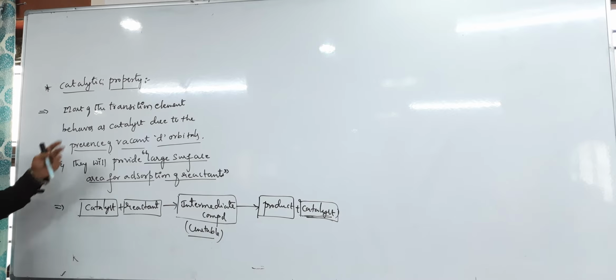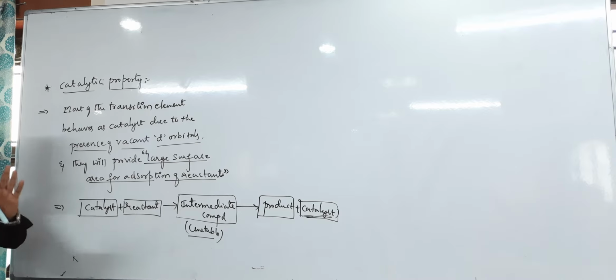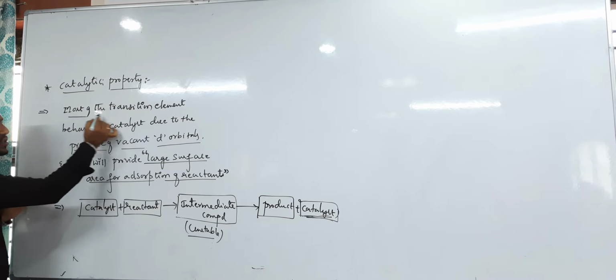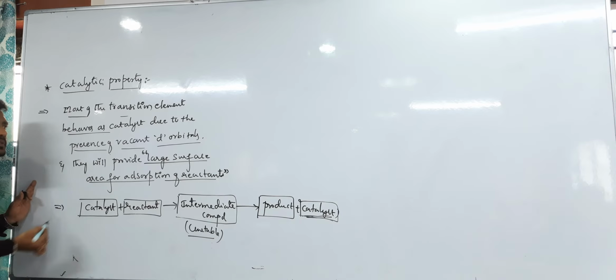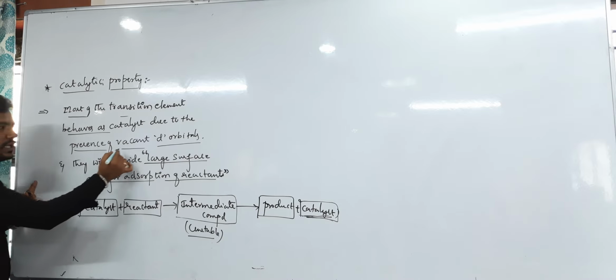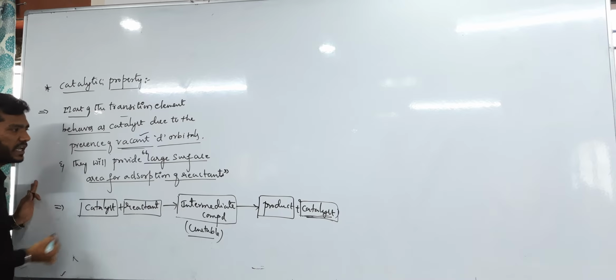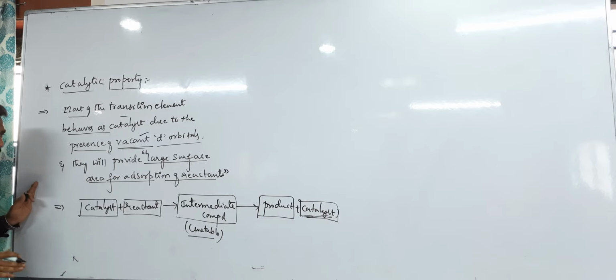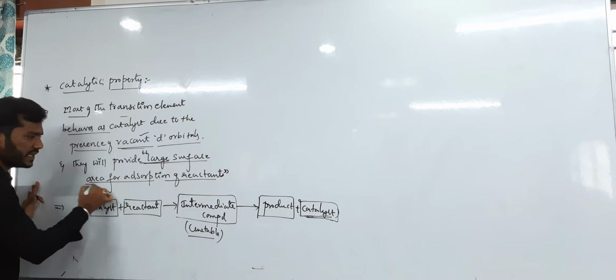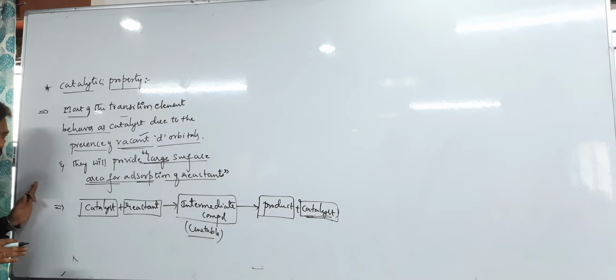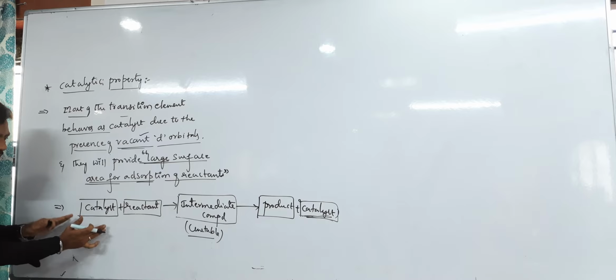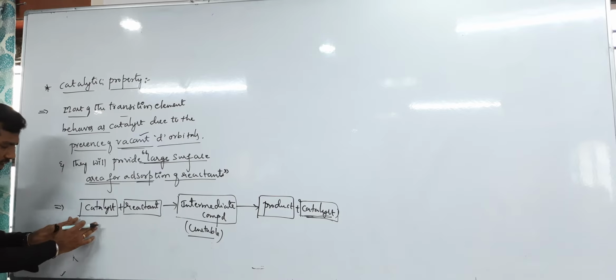So this is the catalytic property of transition elements. It is a very simple thing. Most of the transition elements exhibit the catalytic property because they have vacant d orbitals and provide large surface area for adsorption of the reactant molecules. Based on this, the mechanism takes place. As for the mechanism, we have a catalyst.